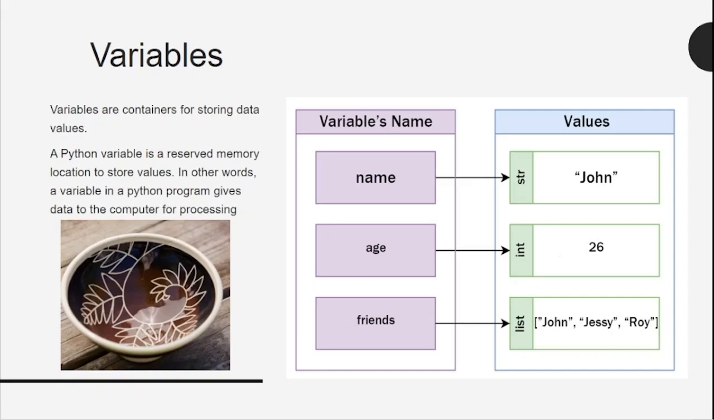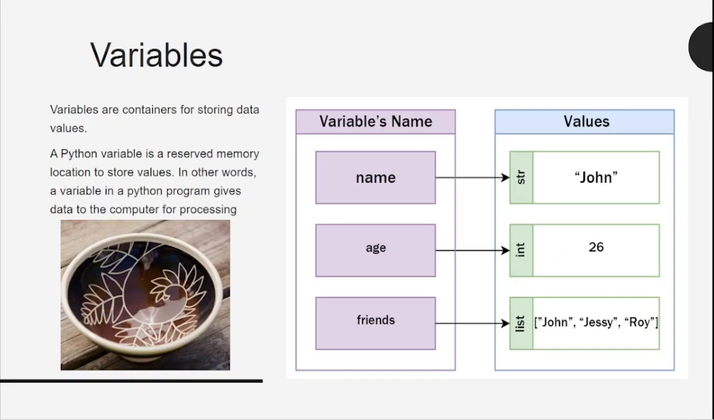Here we have something called a variable type. We have different types for variables. For example, we have strings, which is a bunch of letters. We have integer, which is a bunch of numbers, and we have lists, tuples, and so on, which we are not going to discuss right now.